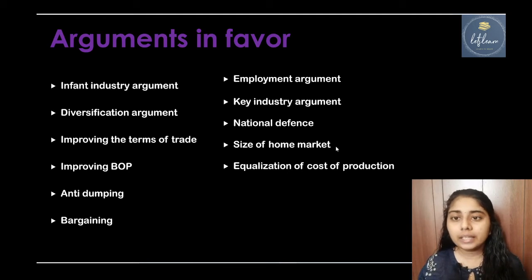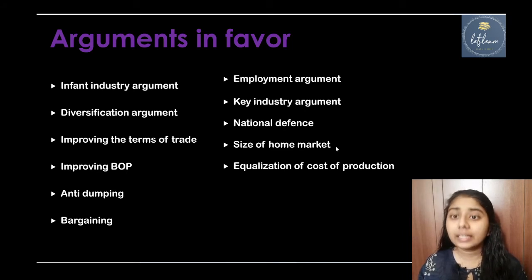Anti-dumping is when other countries export their products to our country at a cheaper price than our domestic product. So what will happen? Then all the people will prefer the foreign product over the domestic product. So in order to restrict dumping, protectionism is a policy adopted by many nations. Then comes bargain. When a country already has some trade policies, it can bargain in terms of trade with other countries. Then comes the employment argument.